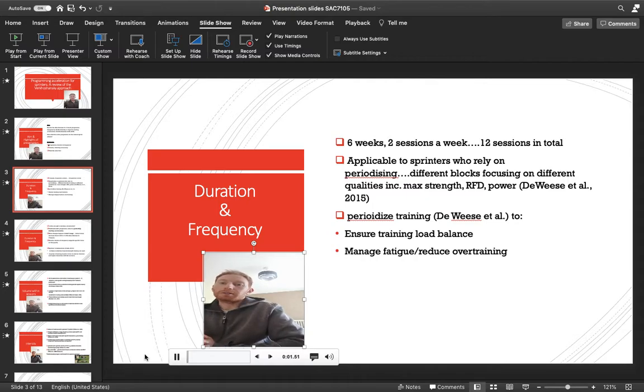So Verkhoshansky uses very short and intense periods to really focus on starting acceleration, and we can see the duration was 6 weeks, frequency 2 sessions a week for a total of 12 sessions. And this does reflect the way in which sprinters train.